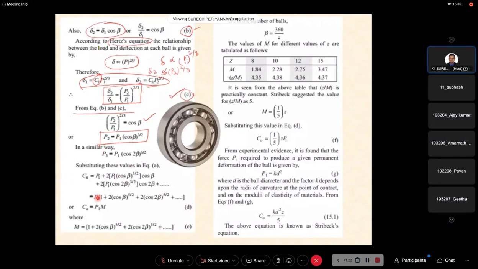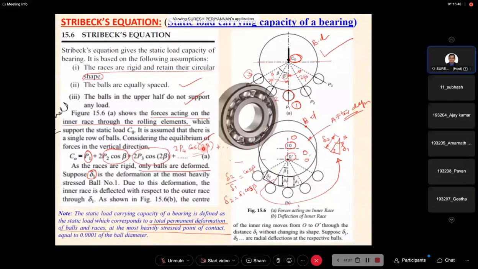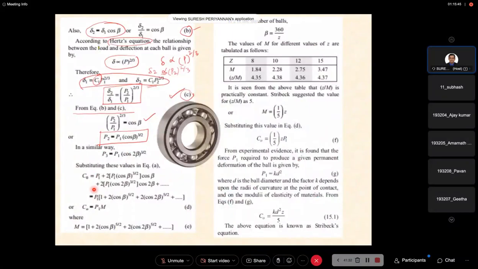Now substitute these values in our original equation, whatever we discussed, the C naught equation, and then you are going to get this equation finally. We substitute P1 as P1 only, P2 in terms of P1, P3 in terms of P1, in our original equation discussed earlier. Then in this equation, this is a constant: (1 + 2 cos beta^(5/2) + 2 cos 2 beta^(5/2)), this constant.